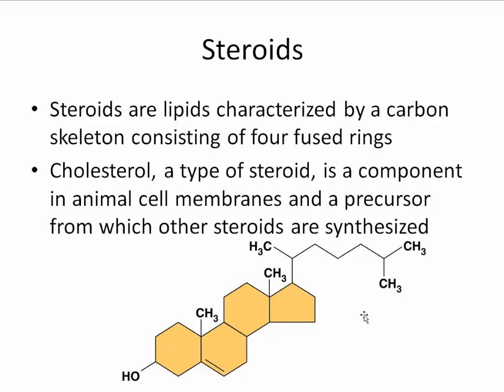Also, in the category of fats and lipids are steroids. So steroids are these exotic lipids. They have three hexose rings and one pentose ring along with a chain. So in the picture here is depicted cholesterol, which is present in animal cell membranes, and it's also a precursor from which other steroids are synthesized. And you can see that it has three benzene rings and one pentose ring along with that methylated side chain.